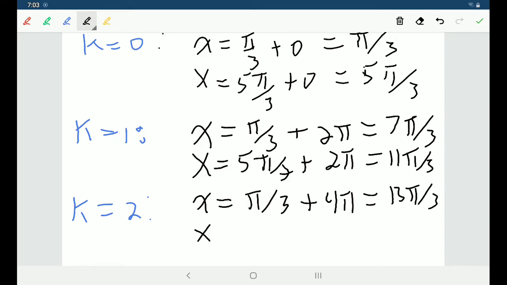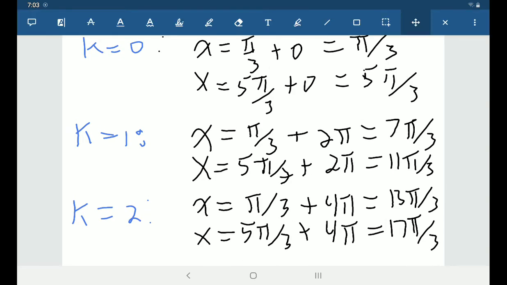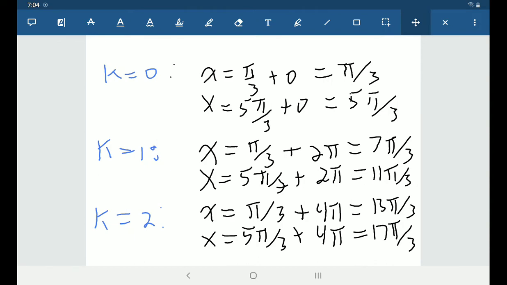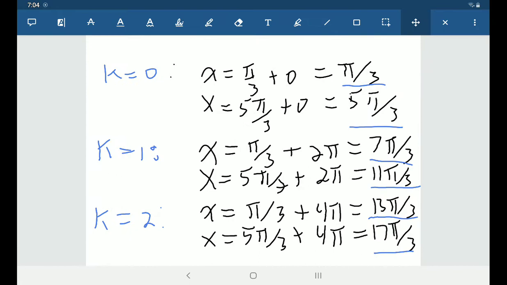And lastly, if x were 5 pi over 3 and I went forward 2 full circles, or in other words plus 4 pi, that would take me to 17 pi over 3. So we've now found 6 specific solutions from our general solutions: pi over 3, 5 pi over 3, 7 pi over 3, 11 pi over 3, 13 pi over 3, and 17 pi over 3. And of course, we could keep going if we felt like it.